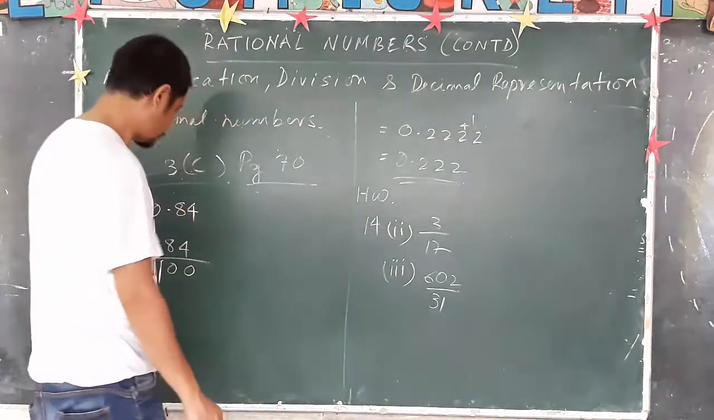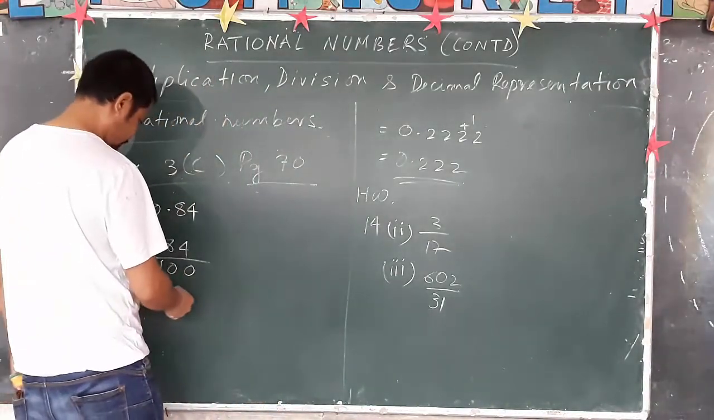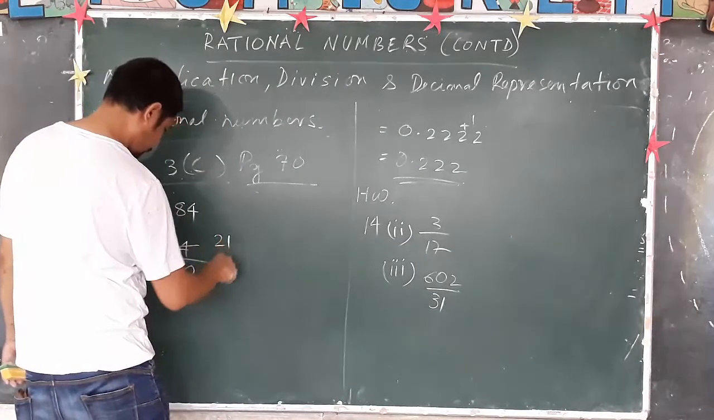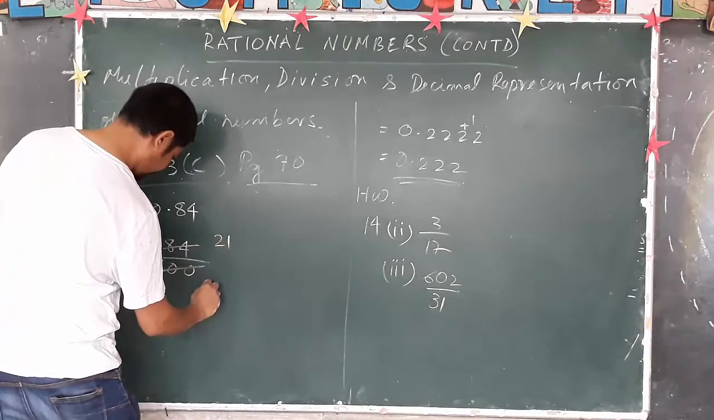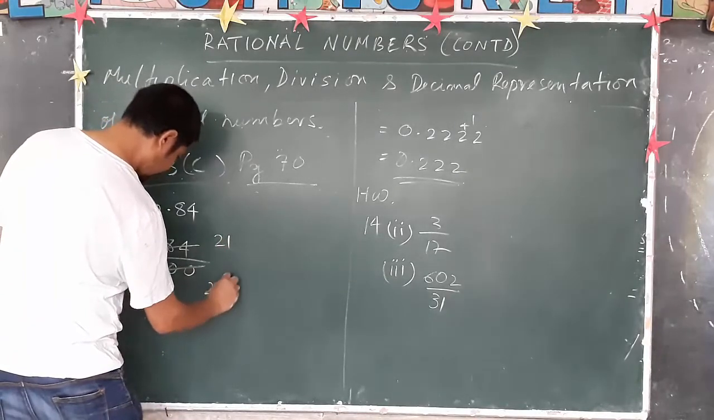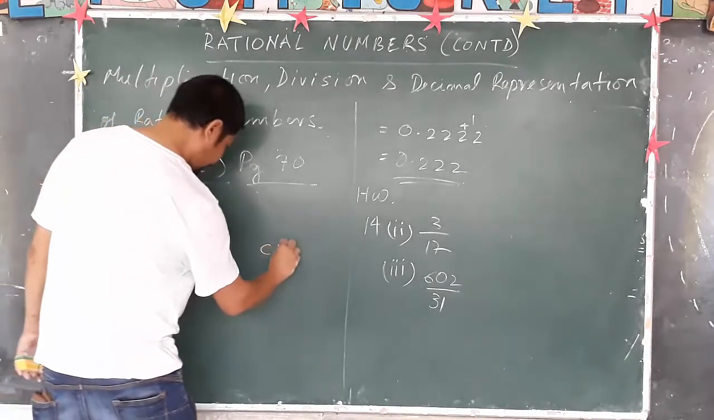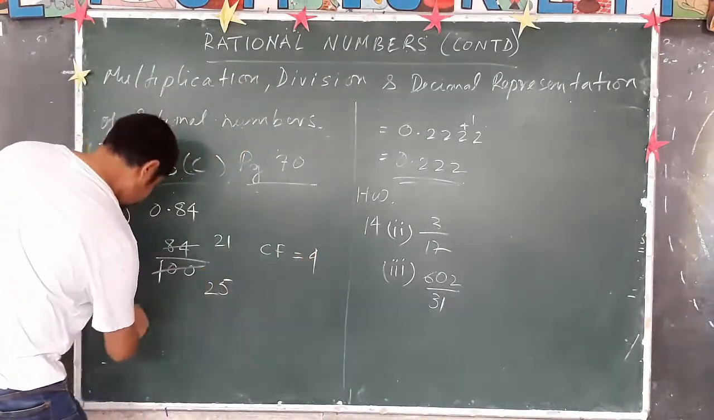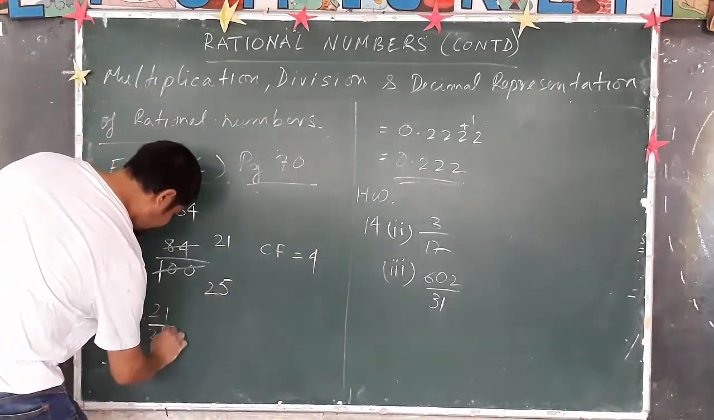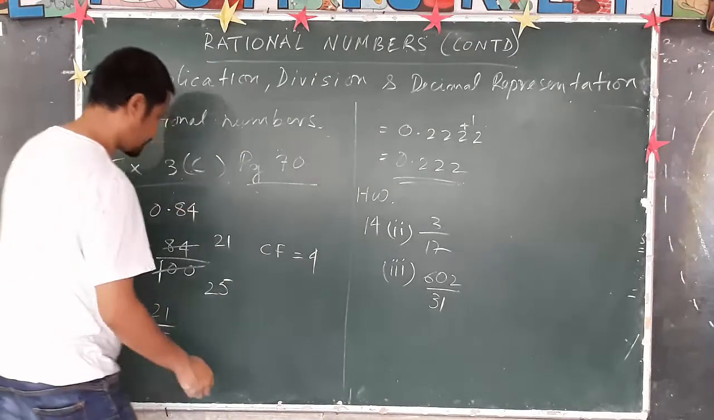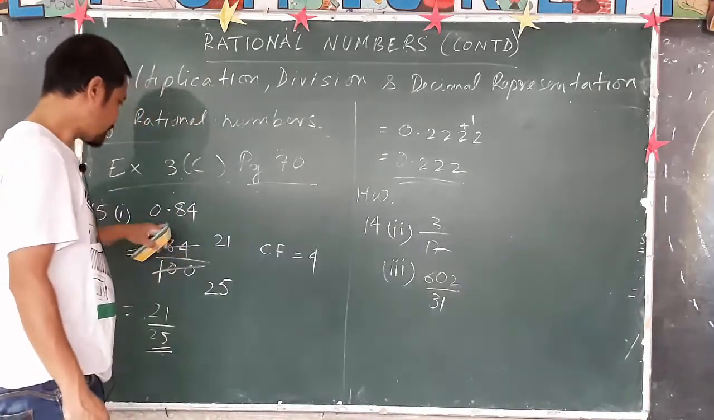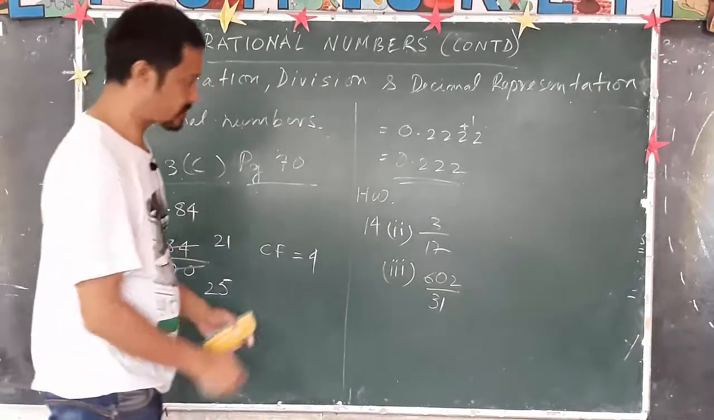So I think the common factor will be 4. 4 2s are 8, 4 1s are 4, 4 2s are 8, 9, 10, 4 5s are 20. So your common factor is 4. So this becomes 21 upon 25. So we have converted a decimal number into a fraction in its lowest form.